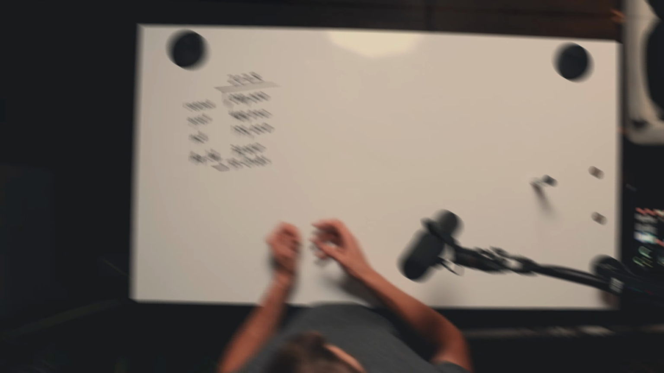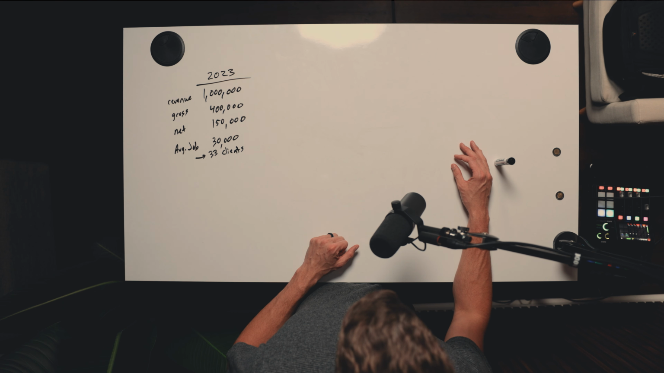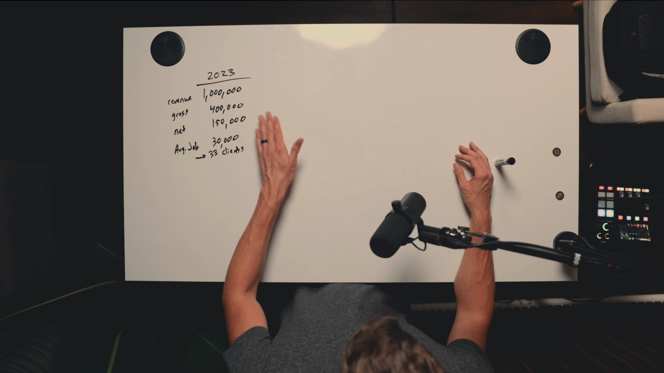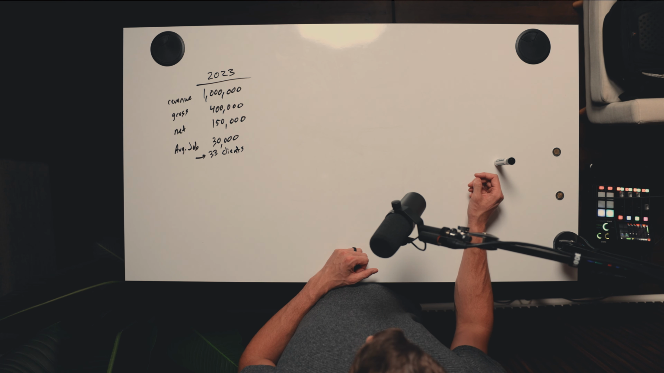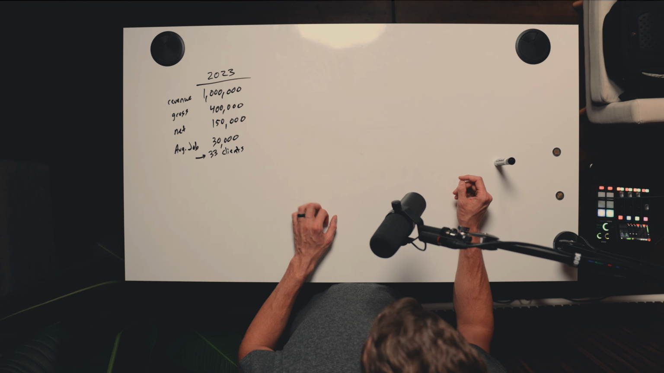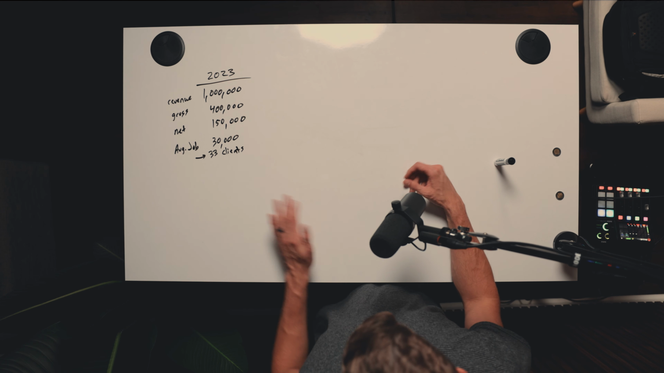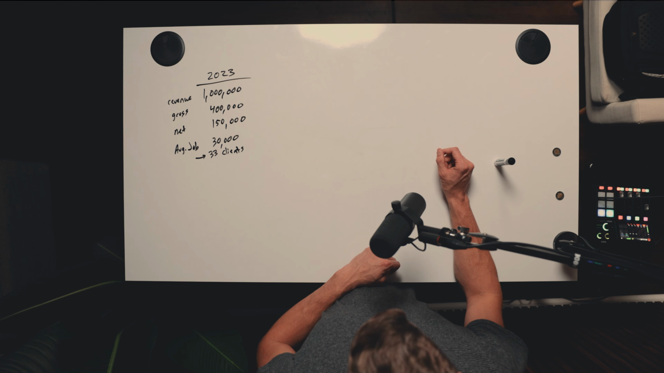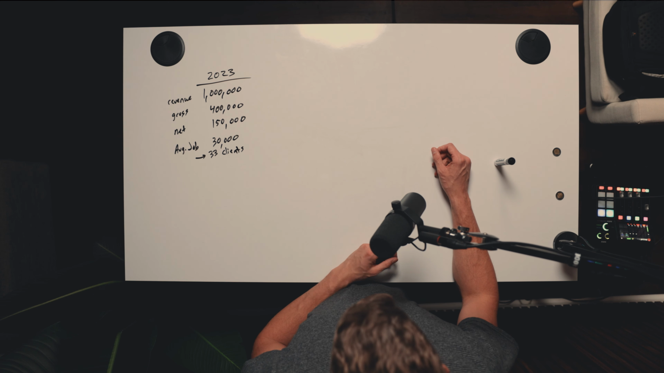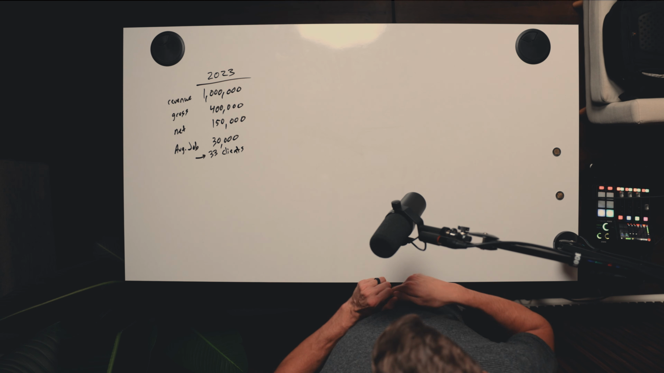Right here, I've written down a company's revenue. It's a kitchen and bath remodeling company, like a lot of you guys. It had a revenue in 2023 of $1 million at a 40% gross or $400,000, left with a 15% net or $150,000. We look at their average job size, it was around $30,000, and they had 33 jobs completed in the 2023 year.